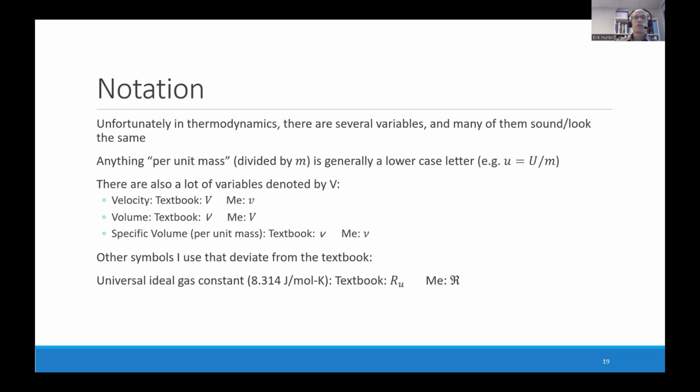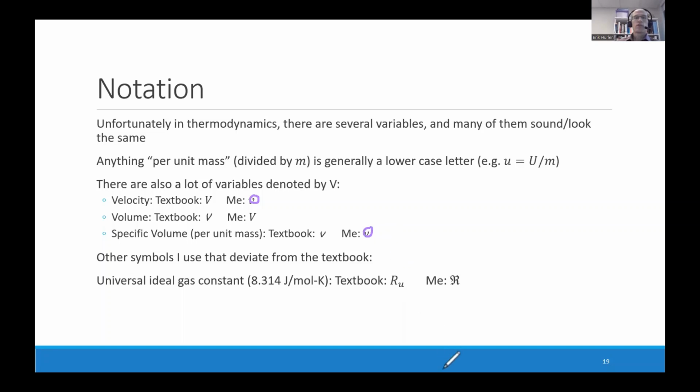There are also a lot of variables denoted by V. The textbook uses capital V for velocity, whereas I use lowercase v for velocity. The textbook uses this weird looking V for volume, whereas I use normal uppercase V for volume. Then specific volume is a lowercase weird V in the textbook. I actually use Greek letter nu, which looks a lot like a lowercase v, but note the slight difference, especially at the end. This little curly on lowercase v for velocity is not there on specific volume.